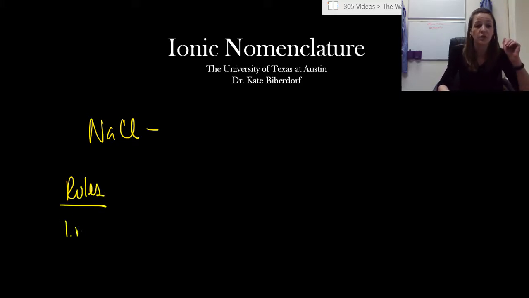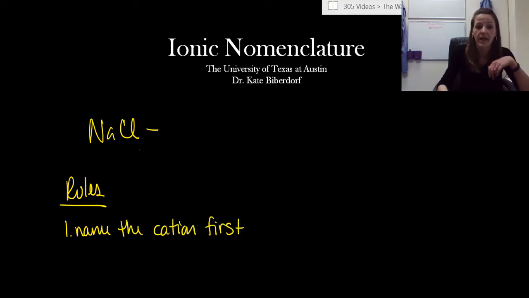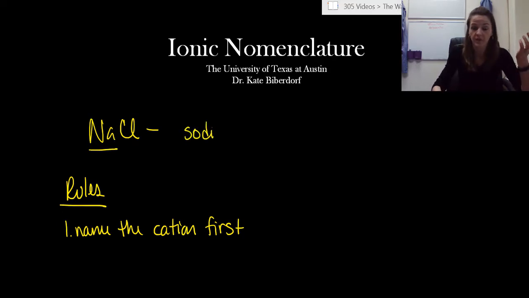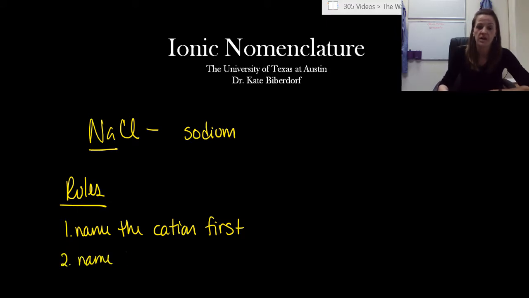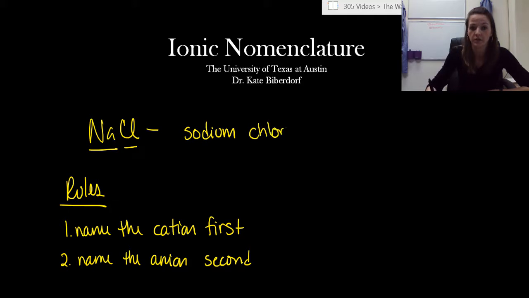The first one is that you always name the cation first. So for our example here, our cation is definitely sodium, so we just write out the word sodium. Done, okay? Step one's done. Number two, you name the anion second. Pretty easy. All right, so our anion is chlorine, so we just write out chlorine.